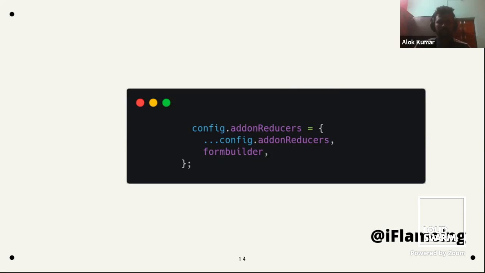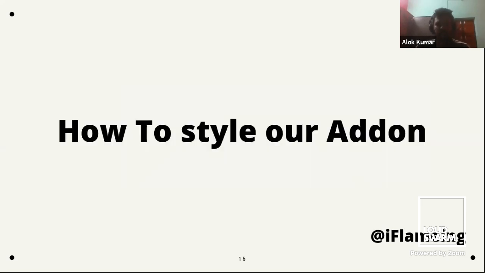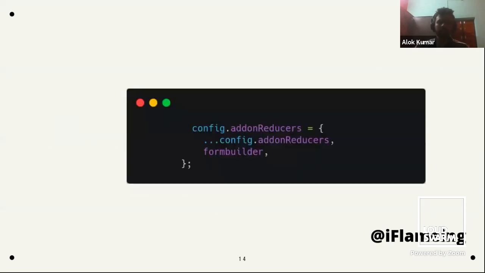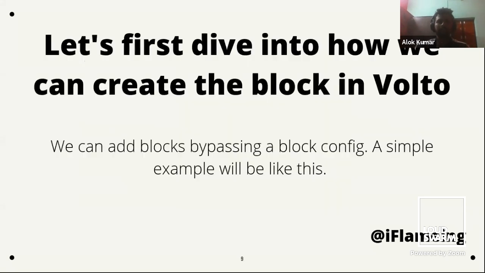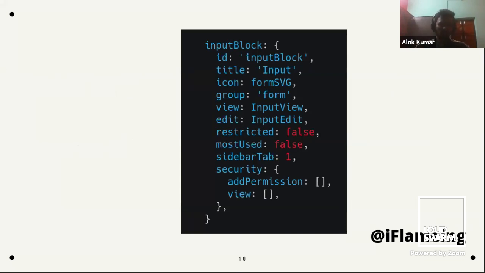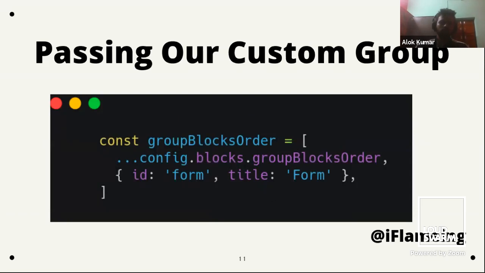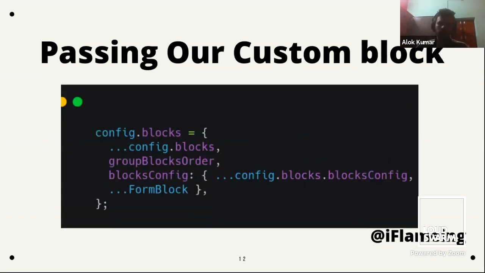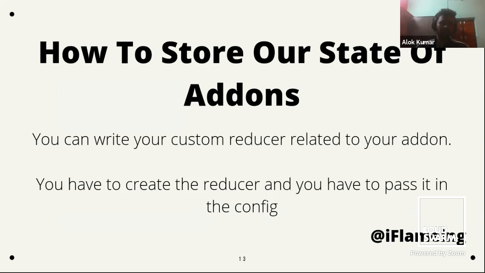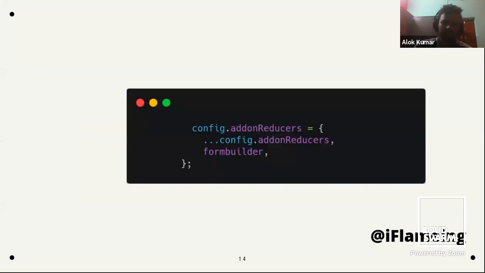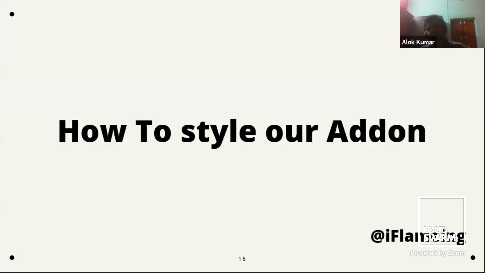The next thing is how to style your add-ons. We created the blocks for our add-on, like the input block or any block. Then we create our custom group, and then we pass our custom block to Volto. We also pass the state of the add-ons to our file, like this one. And now we are done with that.